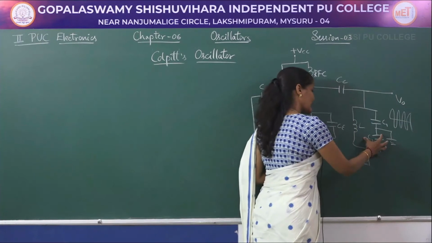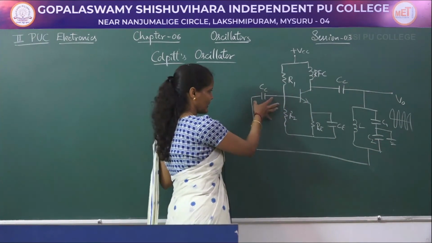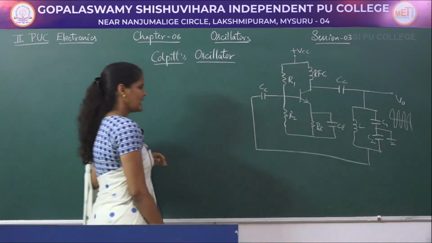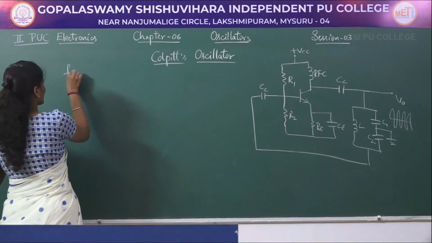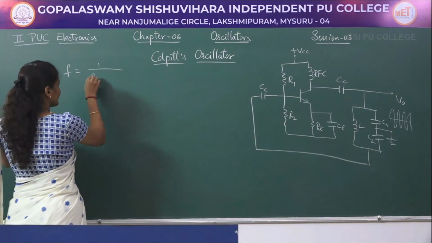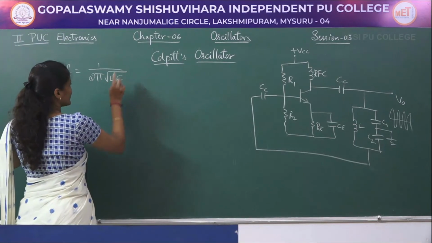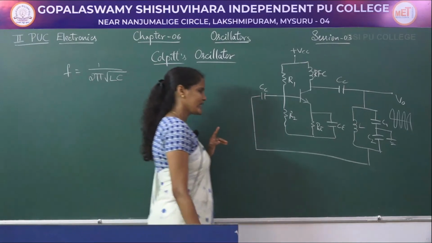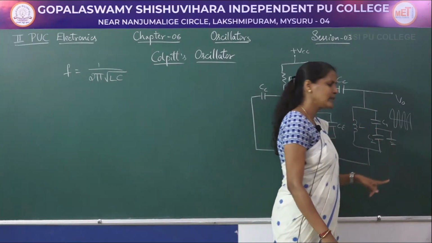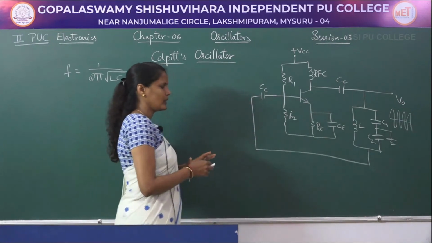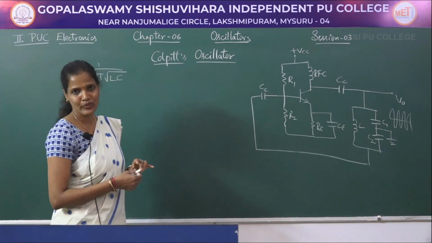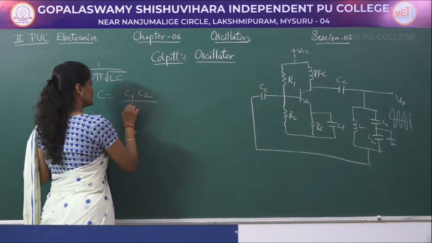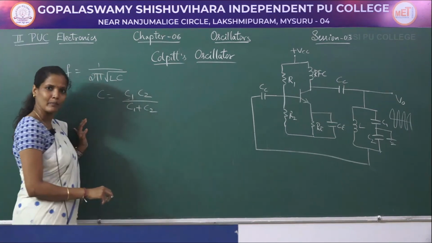The voltage from the capacitor C2 will be given back to the feedback circuit, whereas the output will be taken from the capacitor C1. The formula to find the frequency of this Colpitts oscillator is the same as that of a Hartley oscillator, that is 1 divided by 2 pi root LC. But here we have C1 and C2, in which the middle portion is grounded, so C1 and C2 will always be out of phase with each other. So the C value will now be equal to C1 into C2 divided by C1 plus C2.